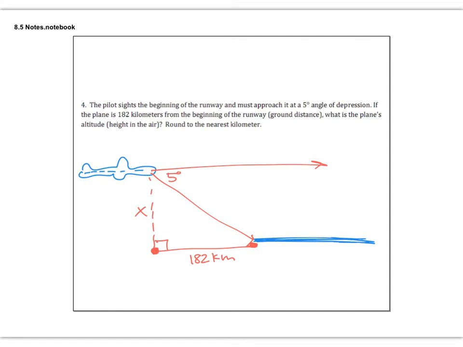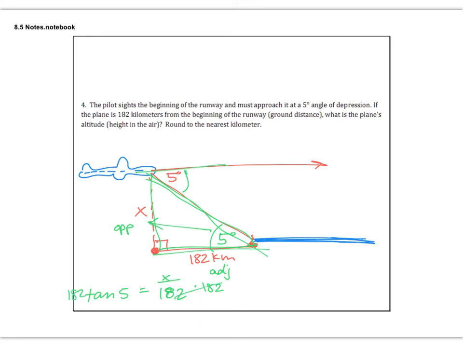Again, I like to use alternate interior angles. If this is 5 degrees up there, this is also 5 degrees down here. These two are alternate interior between these two horizontal lines and that transversal. So we're going to use this bottom triangle here, and we're going to solve for X. This side is opposite of the 5 degrees. That's the side we're trying to find. This side is adjacent. Opposite and adjacent, go with tangent. Tangent 5 degrees equals X over 182, opposite over adjacent. Multiply by whatever's in the denominator. Multiply by 182.